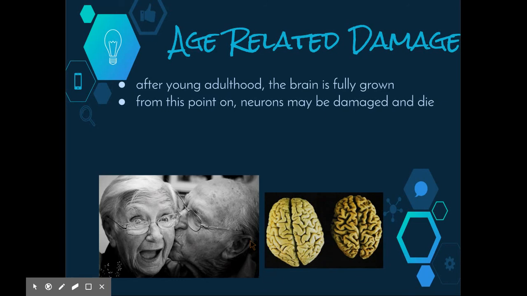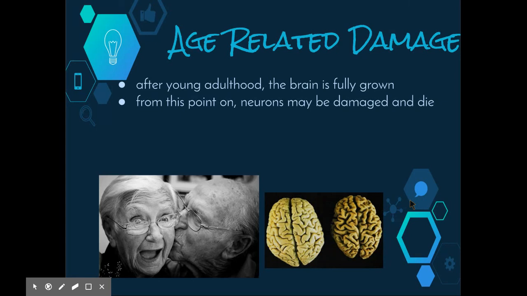Unfortunately, these neurons are unable to repair themselves and unable to replace themselves. So what actually happens is we have a gradual loss of weight and volume to the brain, as we can see here. So this is a nice, healthy, fully grown brain. And then here we have a deterioration in brain size, and we can see that there's visible differences between the structures of the young brain versus an older brain.